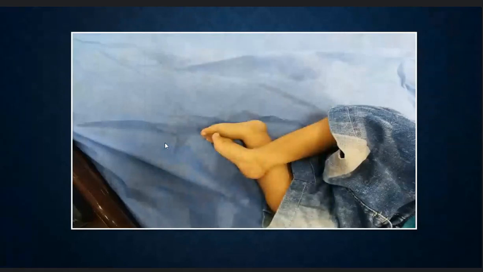What do we call this sign here? Scissor position. Yes, scissor position is correct, but the feet show rocker bottom feet, prominent calcaneus bone and arching of the feet. Then what is this?